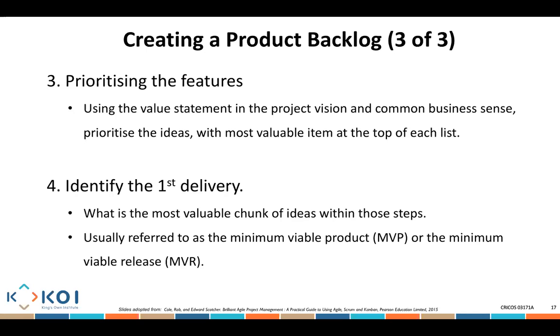So I need to think about what are the main features, because once I know the priority of all of those features, I am able to decide what I am going to be working on first to be able to get all of those various features delivered. Identify the first delivery. What is the first delivery?